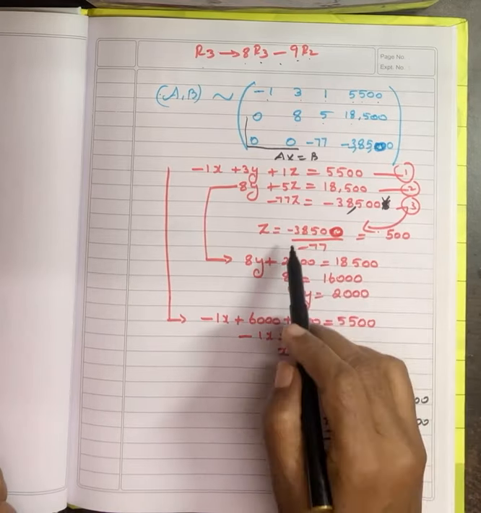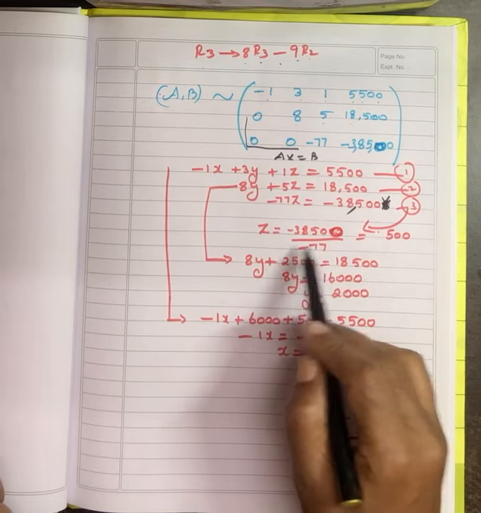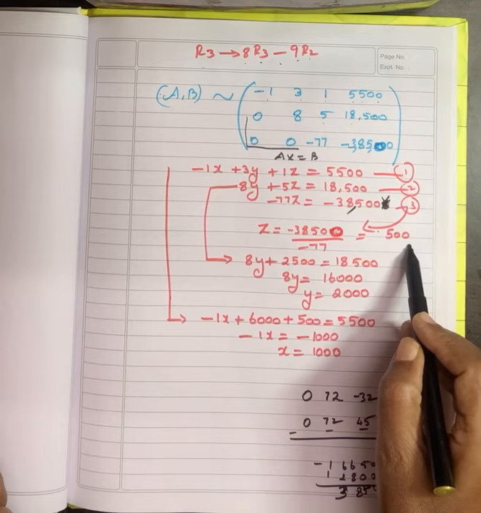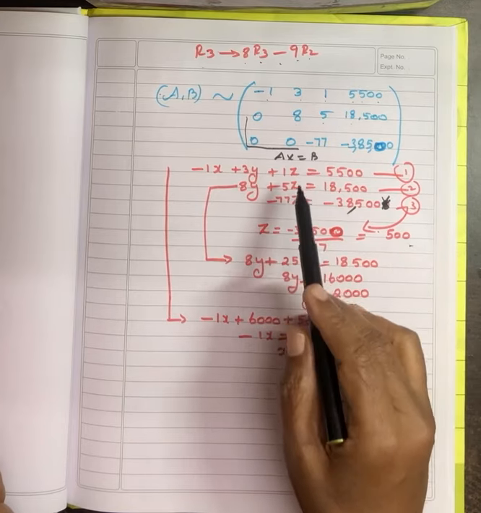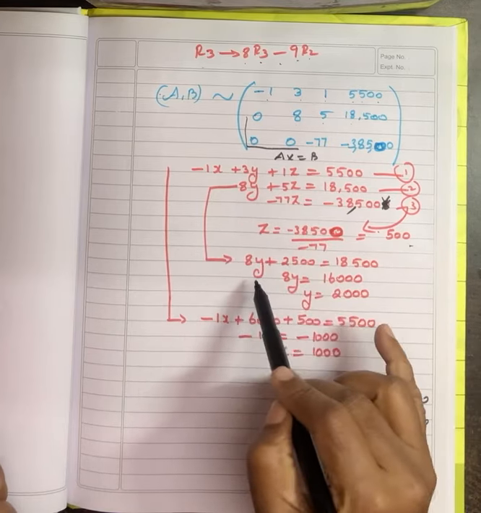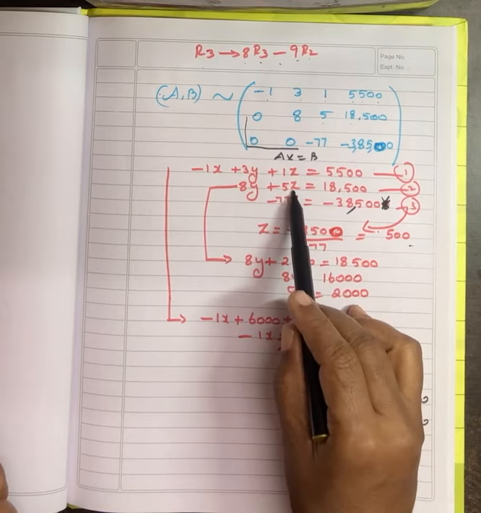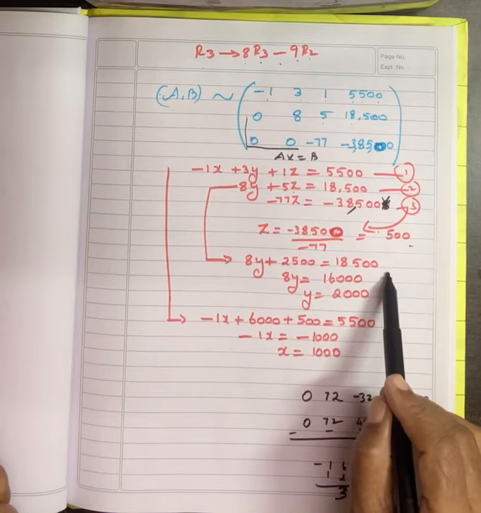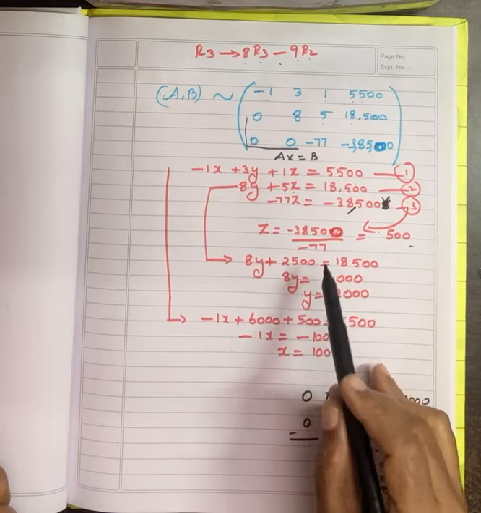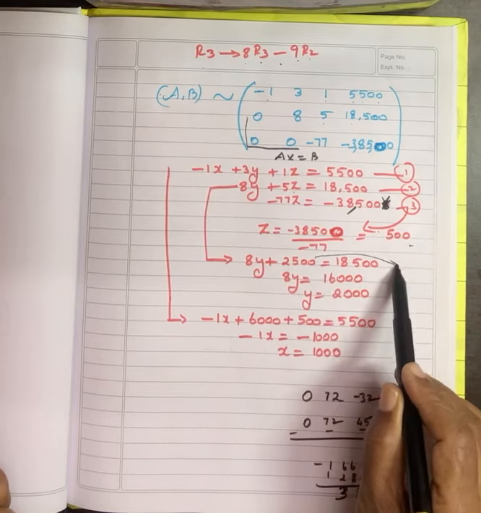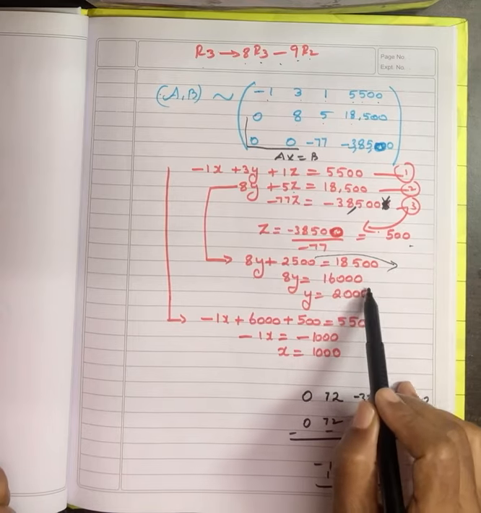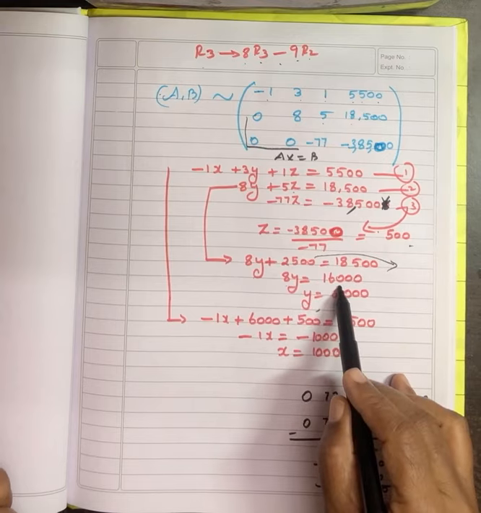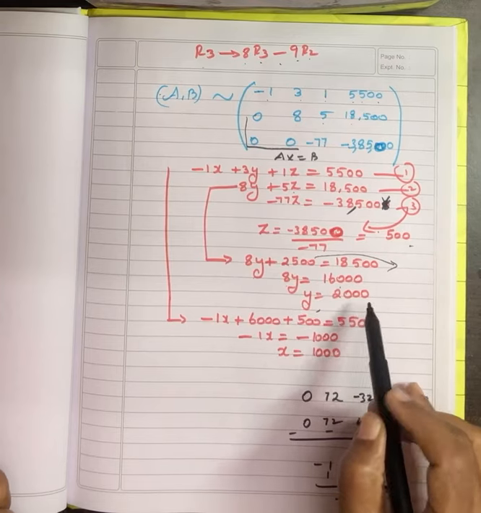So z is equal to minus 38,500 divided by minus 77? Answer is 500. Substitute the value of z in the equation. 8y plus 500 into 5, it is 2,500 equal to 18,500. 8y equal to, you subtract this. So answer is 16,000. Y equal to 16,000, I have to divide by 8. So answer is 2,000. Good.